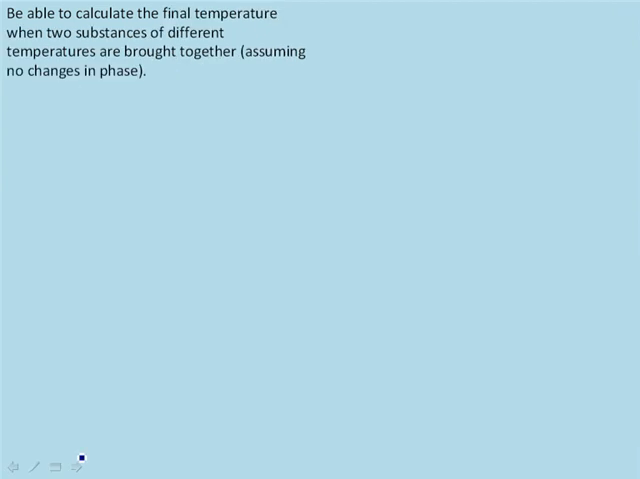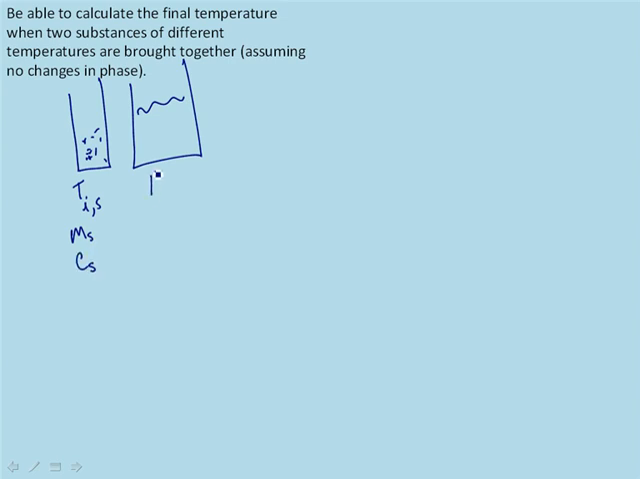Be able to calculate the final temperature when two substances of different temperatures are brought together, assuming no changes in phase. Just like in lab, you have your shot over here at a particular temperature. That'll be hot. And then you have your water over here that's at a particular temperature. I would give you the initial temperature of the shot, the mass of the shot, and the specific heat of the shot, the initial temperature of the water, the mass of the water, and the specific heat of the water.